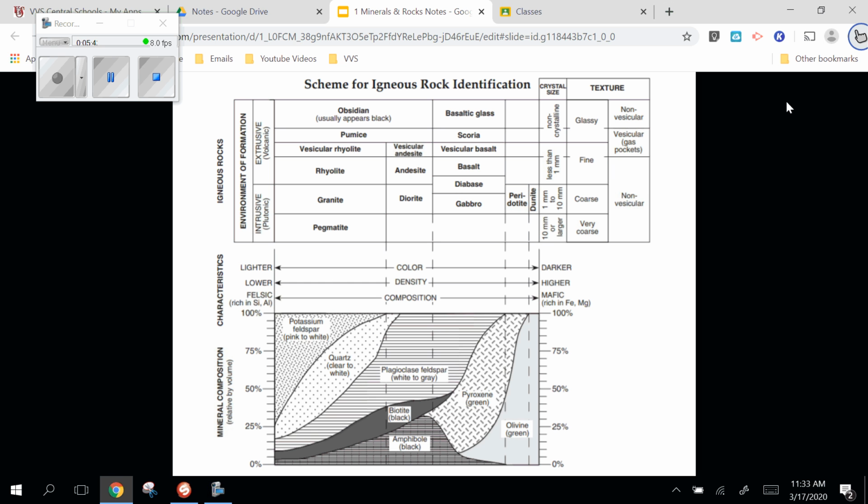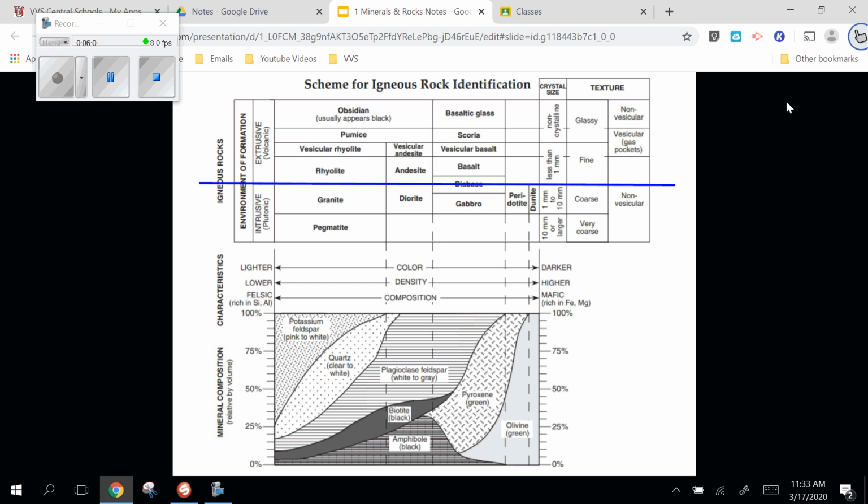All right, our scheme on page 6. You can see that it separates out based on environment of formation. So anything below that blue line, granite, pegmatite, diorite, gabbro, peridotite, dunite, those are intrusive rocks. They have a coarse texture or a very coarse texture. They have large, easily visible crystals. Anything above that line is extrusive.